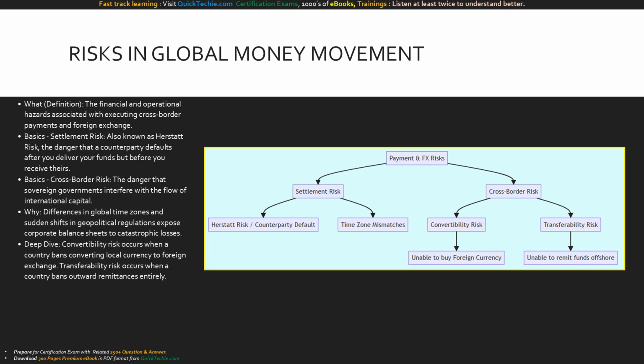This risk taxonomy chart breaks down the critical threats in global money movement. From the central node, we branch into settlement risk, which is directly linked to counterparty default and exacerbated by time zone mismatches, leading to Herstatt risk. The other main branch is cross-border risk, which splits into sovereign-driven convertibility and transferability constraints. Managing these nodes requires constant vigilance and proactive treasury governance.